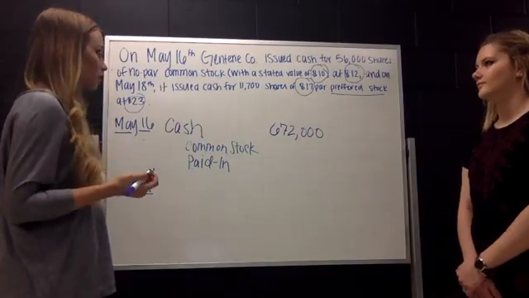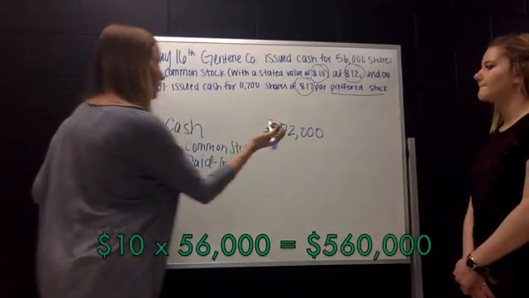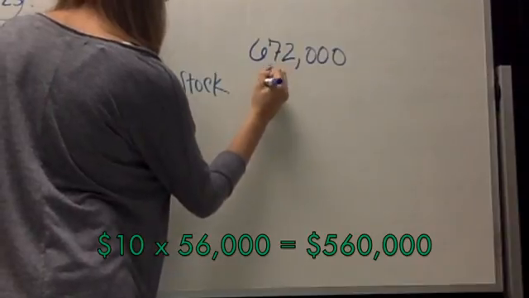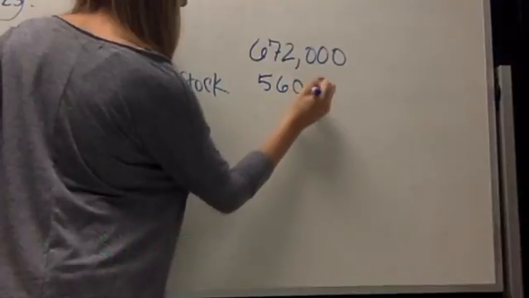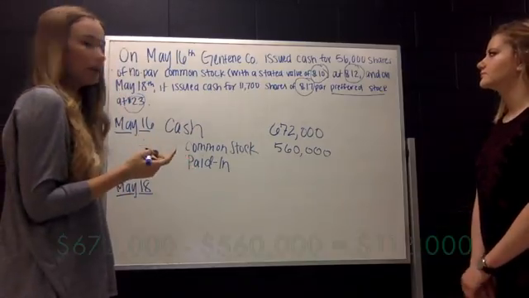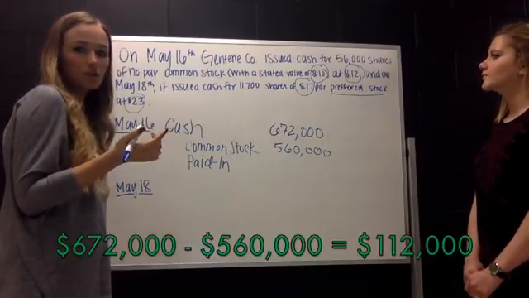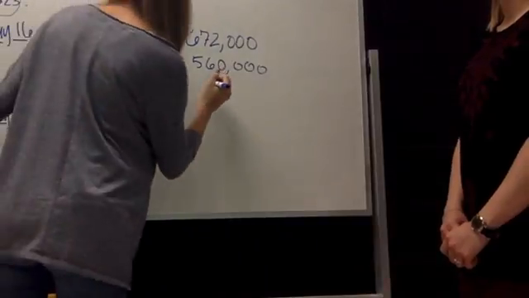To find the value for common stock, we're going to look at the value that it's stated at, which is $10. So our numerical value for this is going to be $560,000. And then to find the last one for paid in, we have to find the difference between the two to account for how much it's gone up. So the value for that is going to be $112,000.